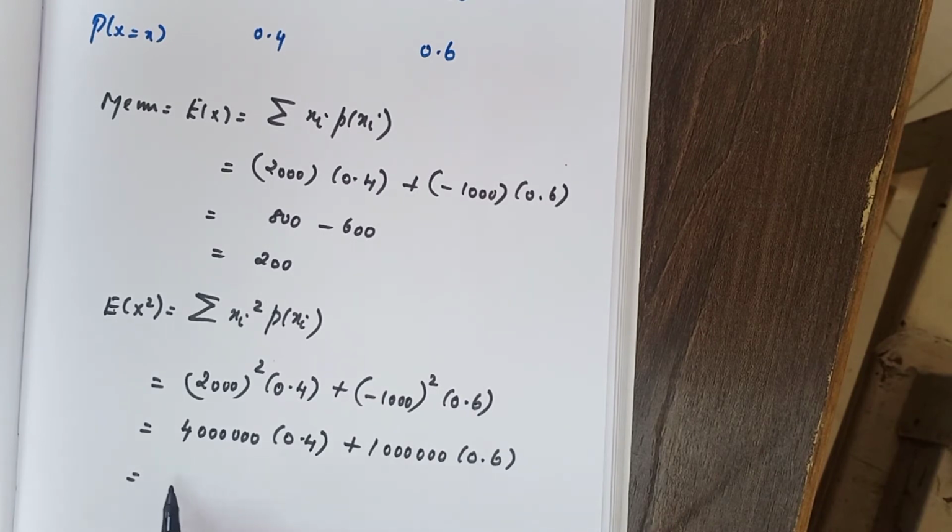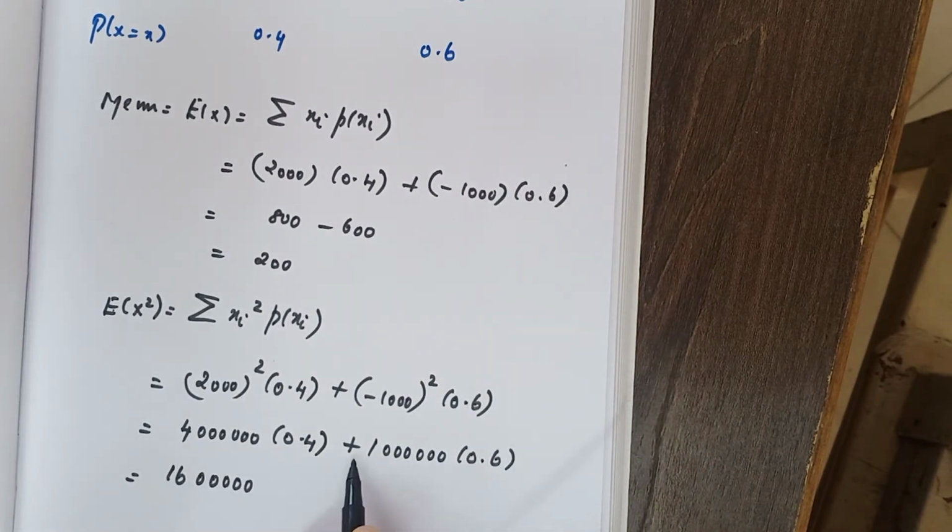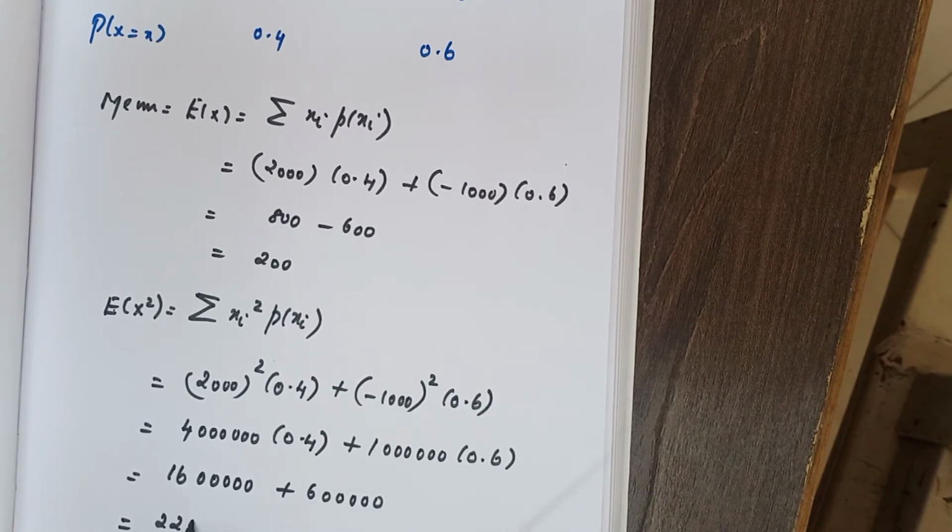If you multiply, you will be getting 16 followed by 5 zeros here, plus, if you multiply these two, you will be getting 6 followed by 5 zeros. If you add, you will be getting 22 followed by 5 zeros.